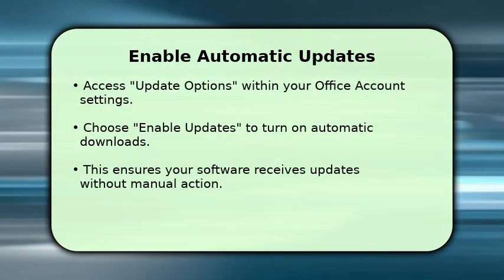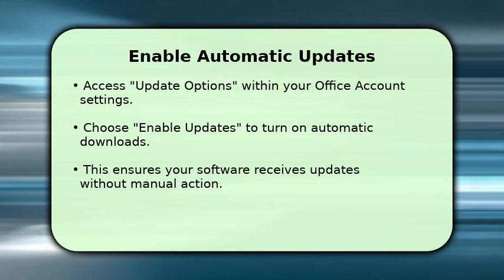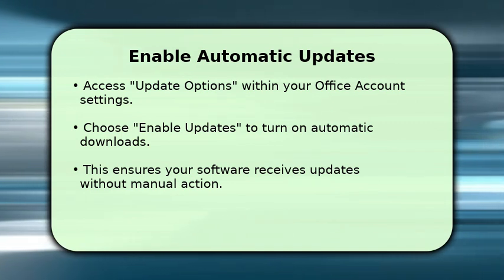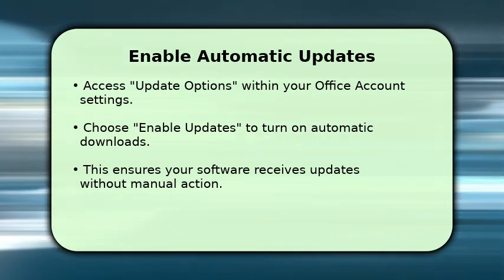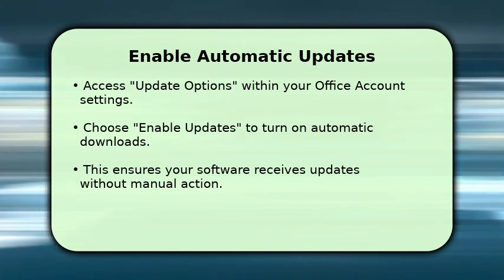For a hands-off approach, enabling automatic updates is highly recommended. Within the Update Options menu, simply select Enable Updates. This setting allows your Microsoft Office applications, including Excel, to download and install updates automatically in the background. This ensures you always have the most current version without needing to remember to check manually, saving you time and effort.